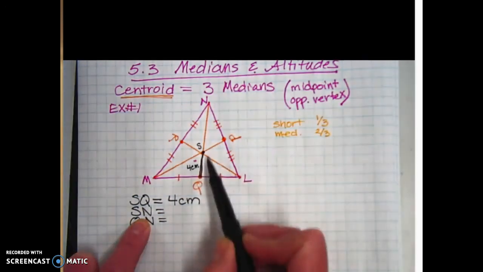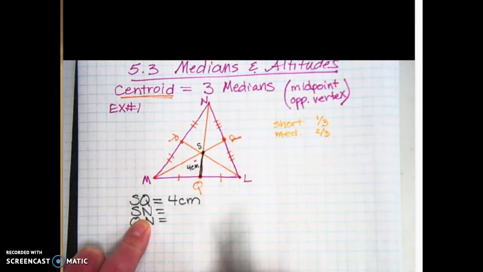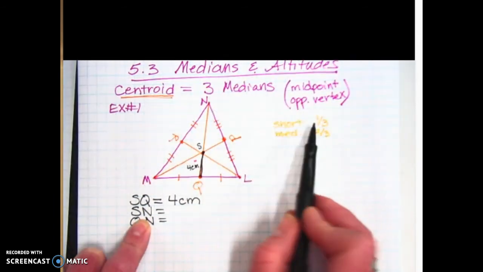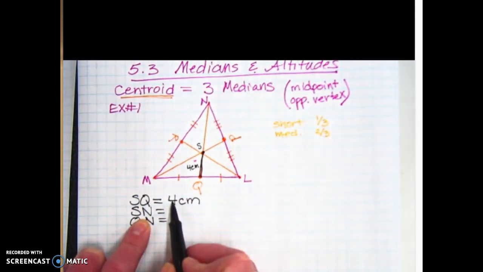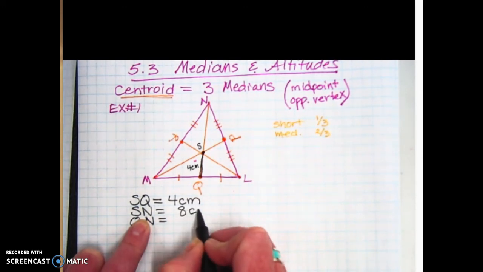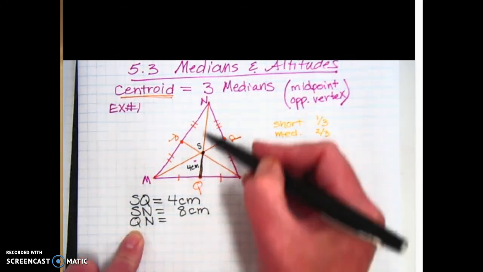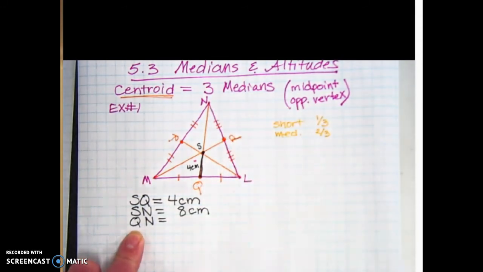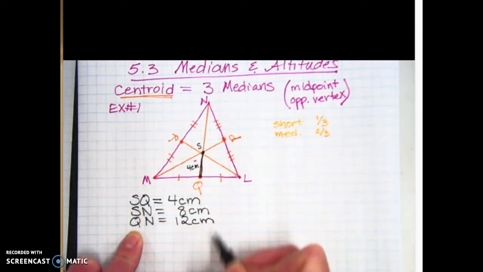To go from SQ to SN, what do we do with the 4? We double it, right? Because the short one is 1/3 and the longer one is 2/3. So we take the 4 centimeters, multiply it by 2, and get 8 centimeters. Now we need QN. QN is the length of the whole thing. How do I get the length of the whole thing? Add them up. 4 plus 8 is 12. We've got 12 centimeters.